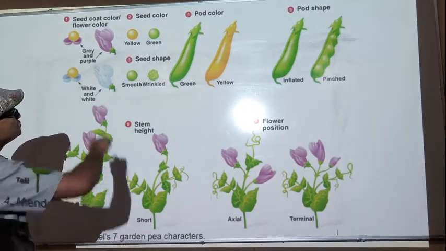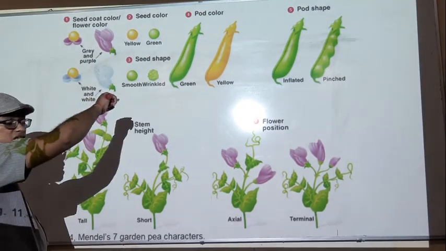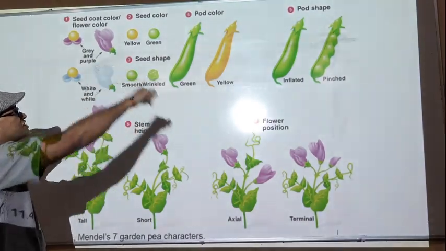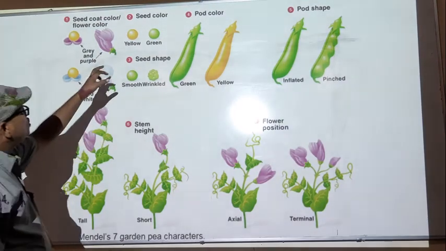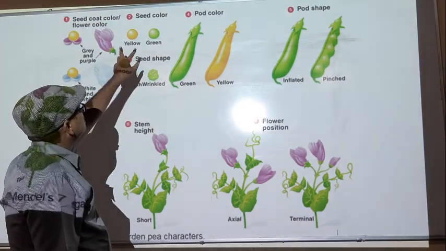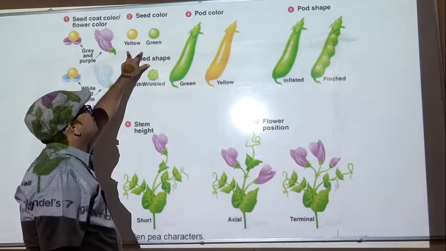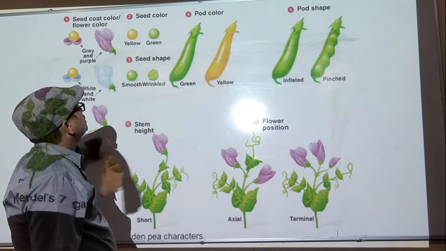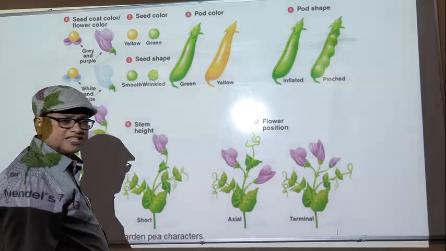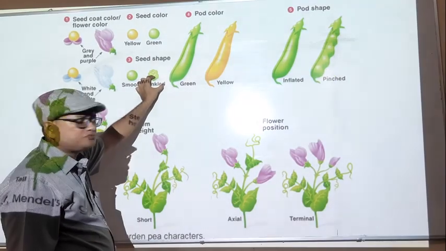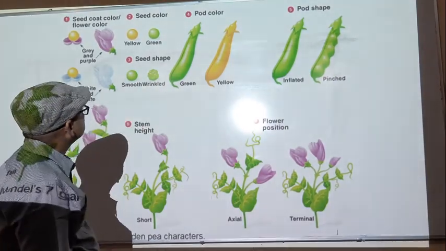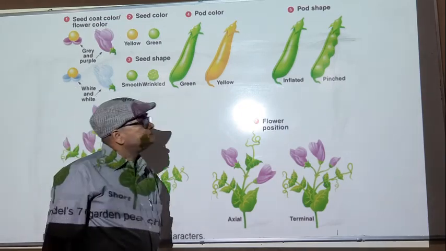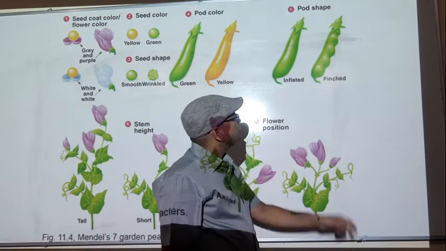Seed color means the color of the cotyledon inside the seed coat is considered as the seed color. So yellow and green are the categories of seed color. Now seed shape: the seed may be round shaped or wrinkled. Pod color: green and yellow. Pod shape: inflated and pinched or constricted.